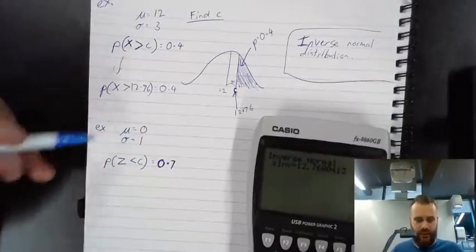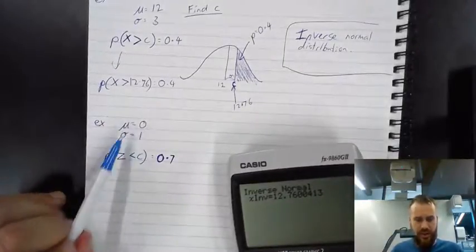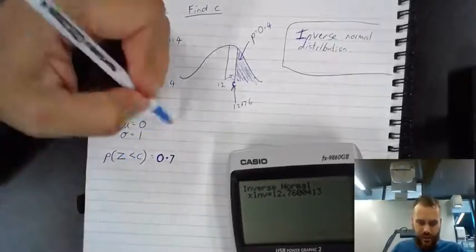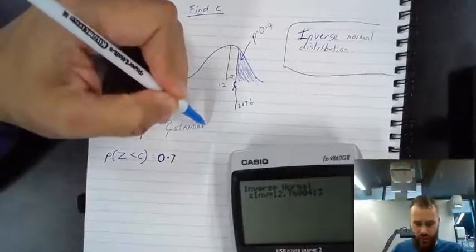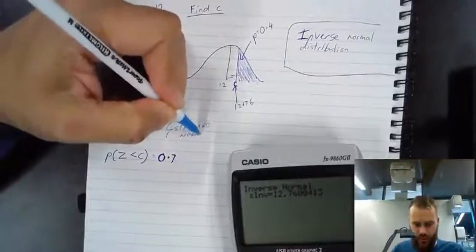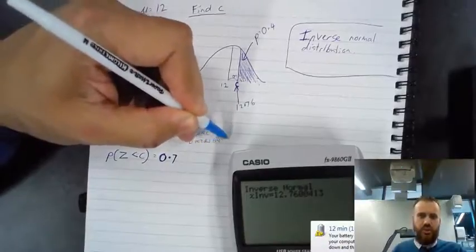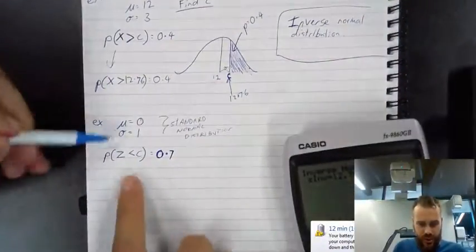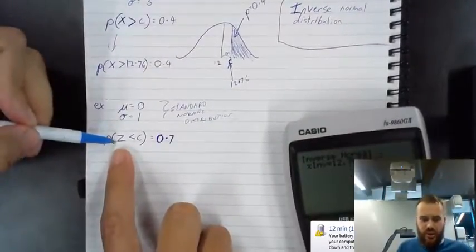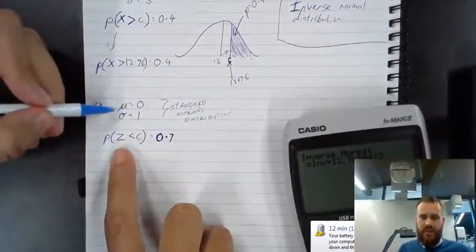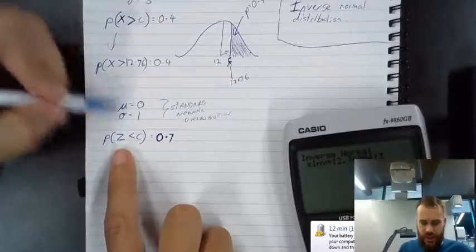Okay, this one looks slightly different. Second example. Now I've got a mean of 0 and a standard deviation of 1. That's called the standard normal distribution. When we're using standard normal distributions, it's a special kind. But when we're using it, we don't use the letter X, we use the letter Z. So if you ever see the letter Z, just know that that means you've got a mean of 0 and a standard deviation of 1. So if we don't tell you that, but you see the letter Z, that's what it means.